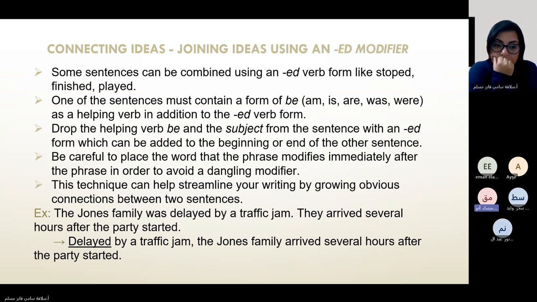The Jones family was delayed by a traffic jam. They arrived several hours after the party started. Delayed by traffic jam, the Jones family arrived several hours after the party started. Okay, so these are two independent sentences.